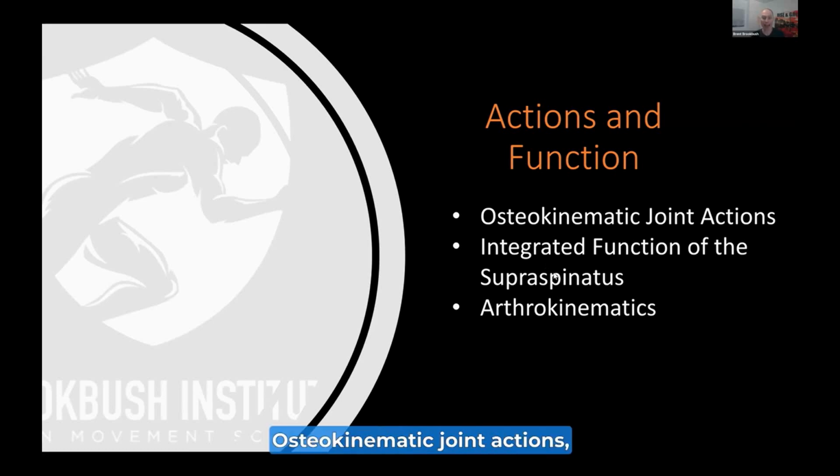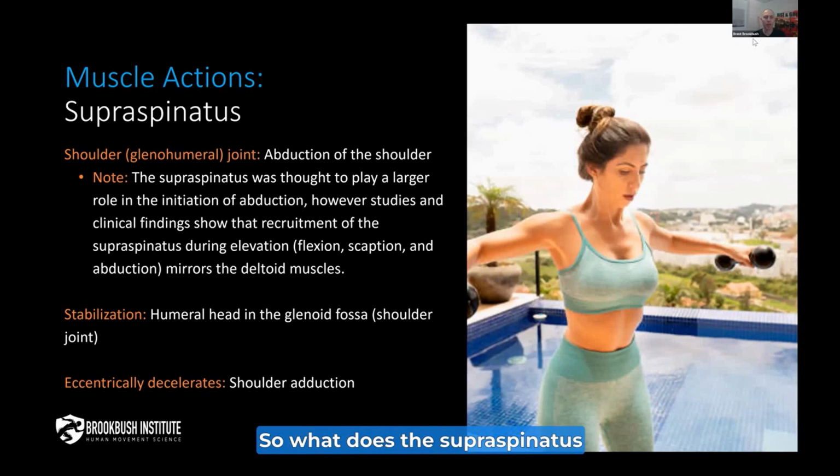All right, osteokinematic joint actions, integrated function of the supraspinatus, and arthrokinematics. So what does the supraspinatus do? Well, it does shoulder abduction, right? This is a frontal plane motion that raises the arm up. The definition of abduction is to go away from the midline of the body. So abduction is away from the midline in the frontal plane. That's what this muscle does.